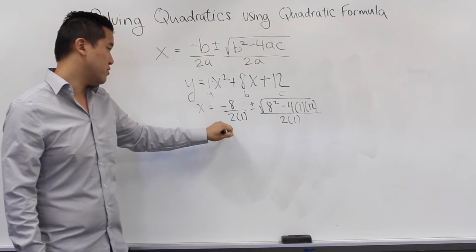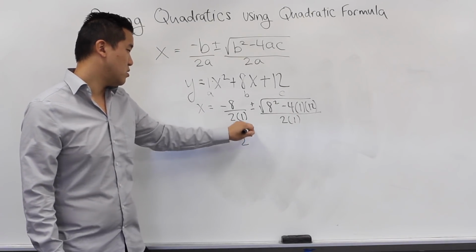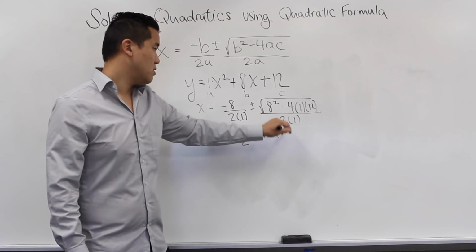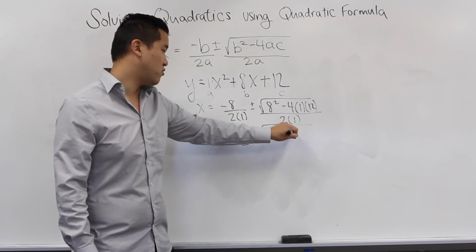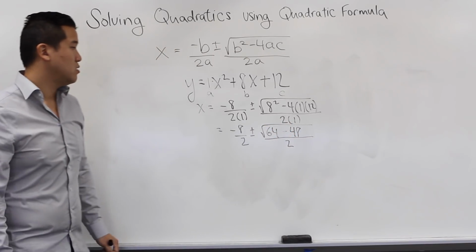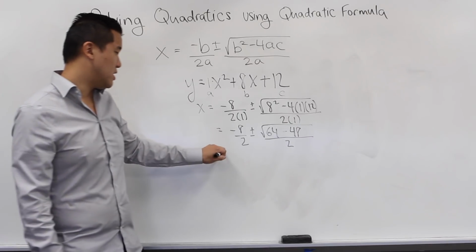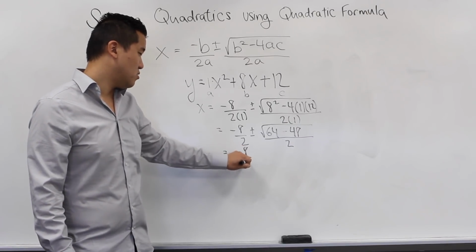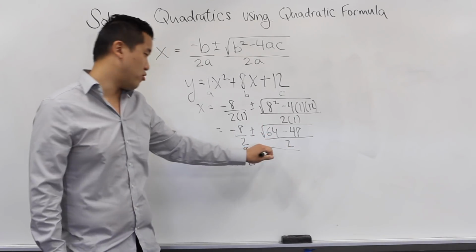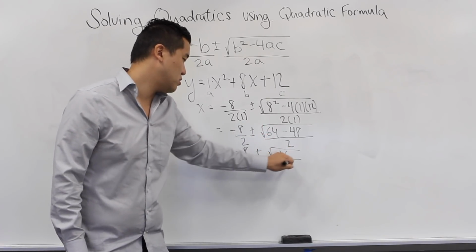And then you get what? Negative 8 over 2 plus or minus the square root of 8 squared, 64, minus 4 times 12 times 1, which is 48, all over 2. So we have that. So we have what? Negative 8 over 2 plus or minus the square root of 64 minus 48, which is 16, all over 2.